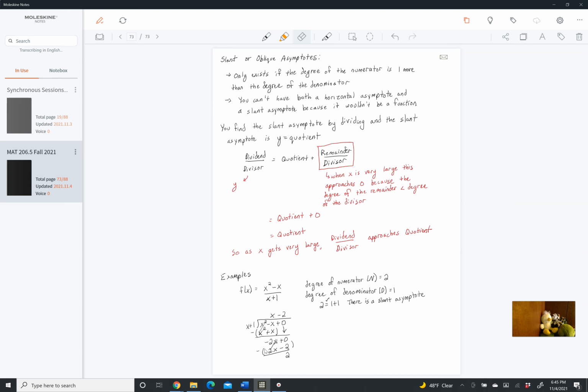And you actually don't have to go through and do this subtraction, because the only thing that you care about is the quotient. And once you get to here, the only thing that you're getting is the remainder. Okay, so in this particular case, the slant asymptote, which we'll call SA, is at y equals x minus 2. x minus 2 is our quotient.